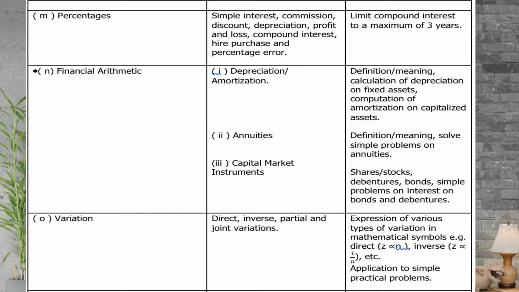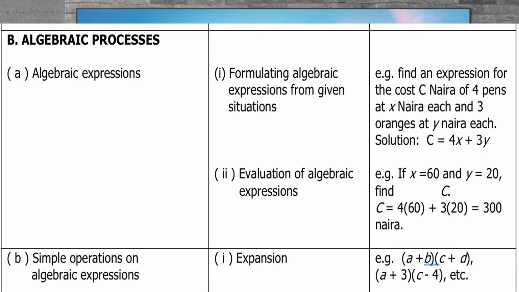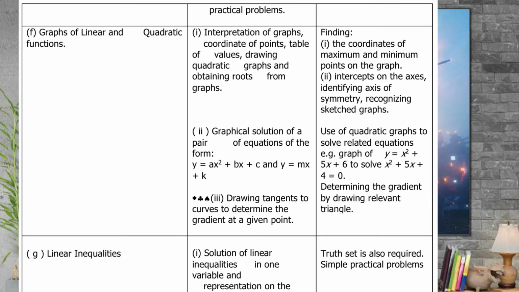Okay? Now, variation. Know how to do direct, inverse, joint, and partial variation. That's all. You are good to go. And section B is algebraic process. Under algebraic process, you have algebraic expression, simple operations on algebraic expression, solution to linear equations, change of subject of formula, quadratic equations, graph of linear and quadratic equation, linear inequalities.